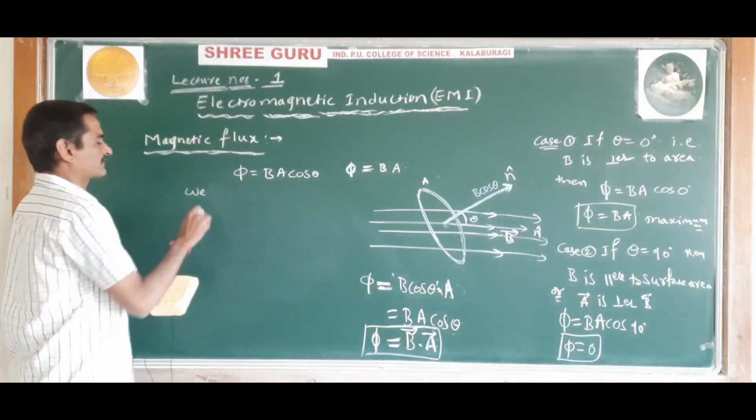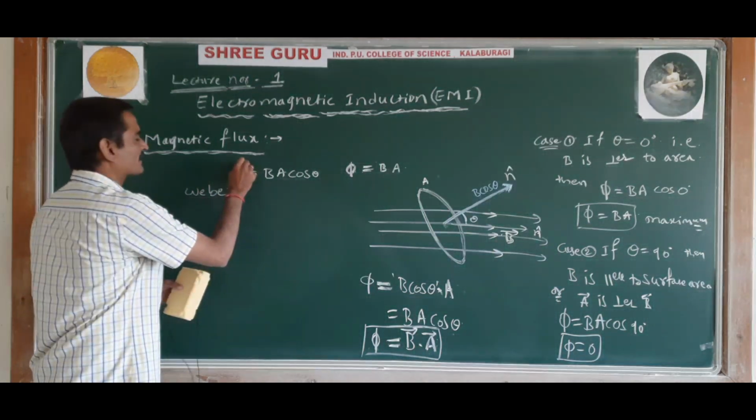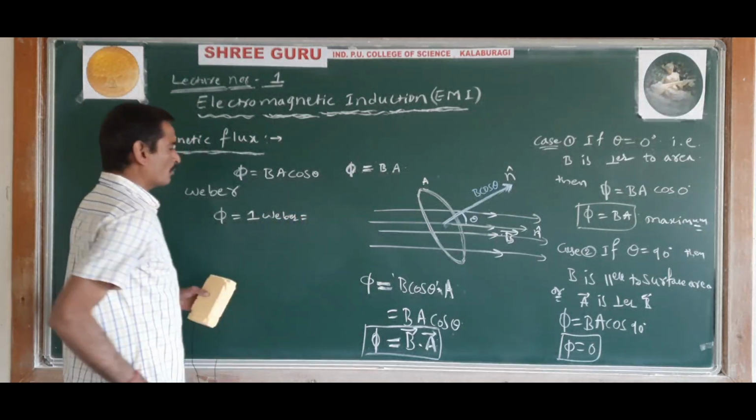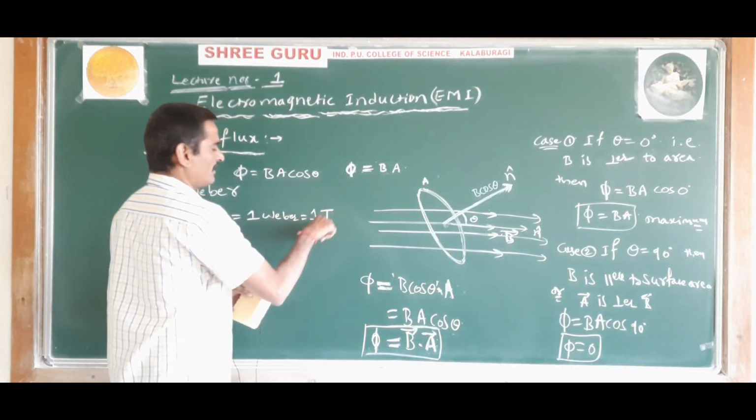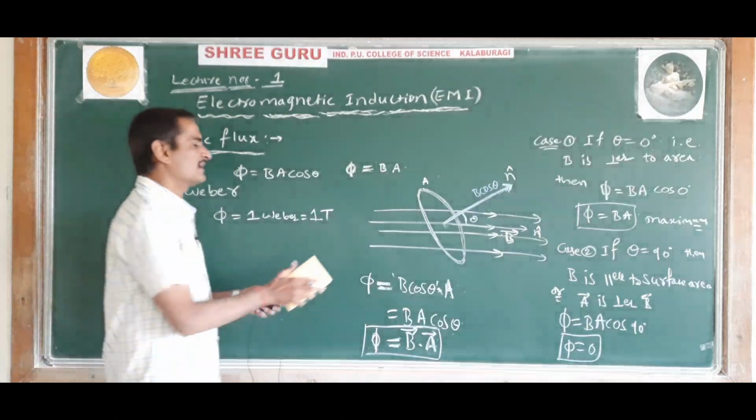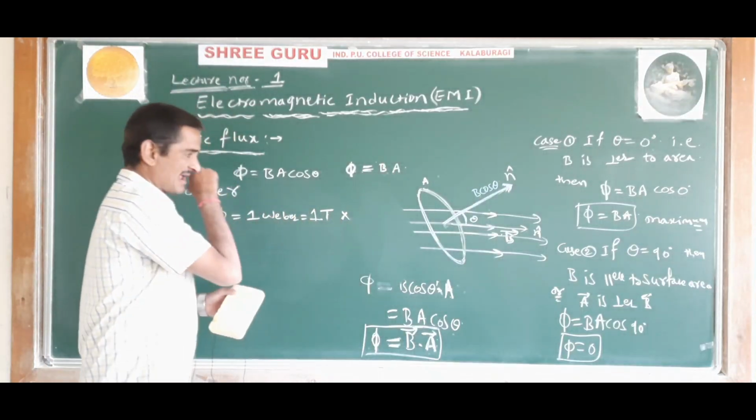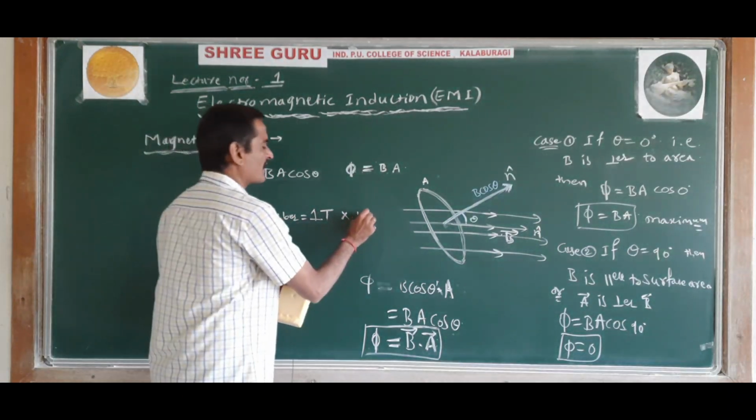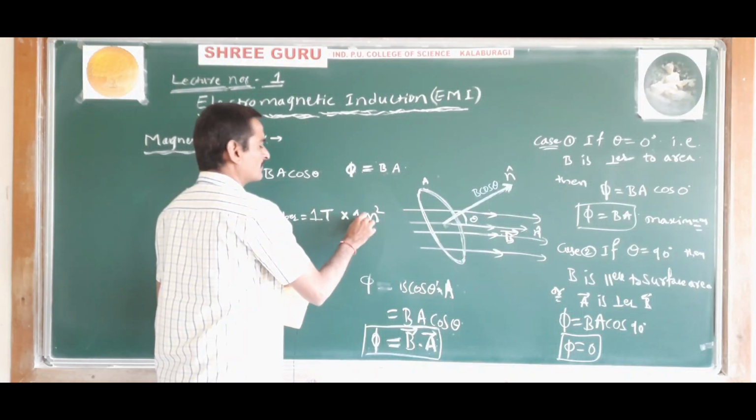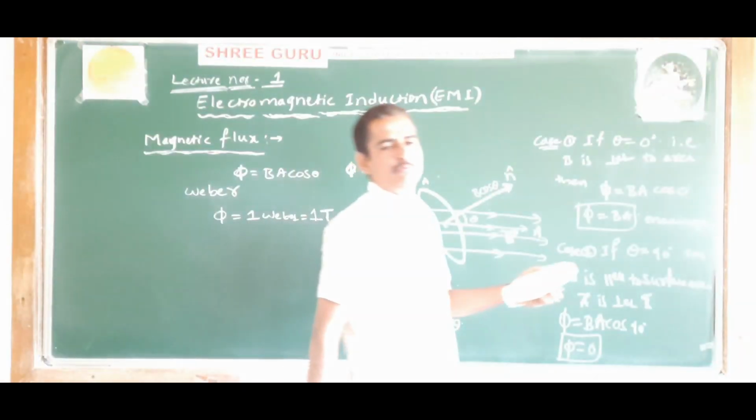The SI unit of magnetic flux is Weber. The magnetic flux is said to be 1 Weber if 1 Tesla of a uniform magnetic field acts normally through a surface area of 1 meter square. When a magnetic field of 1 Tesla acts normally through a surface area of 1 meter square, then magnetic flux through that surface is said to be 1 Weber.